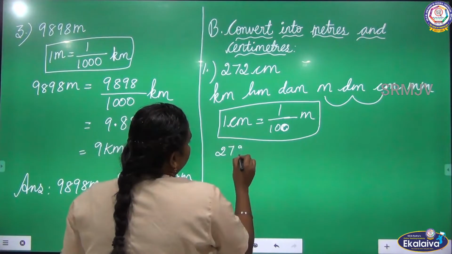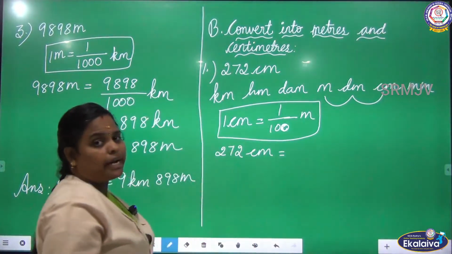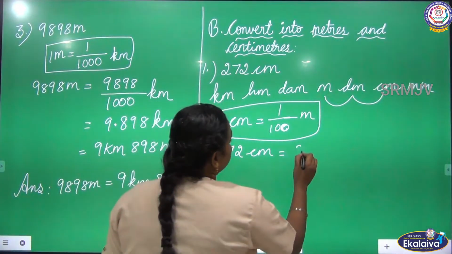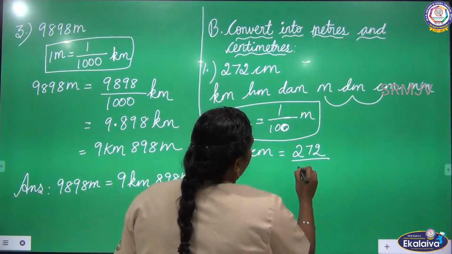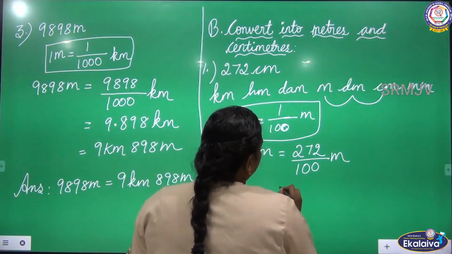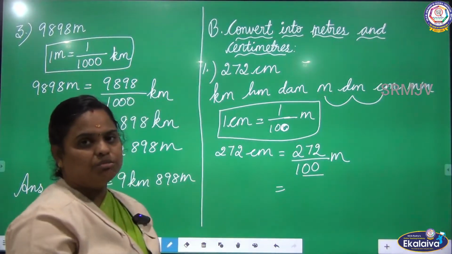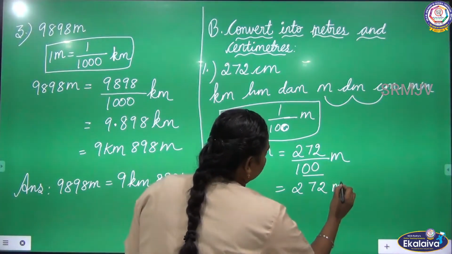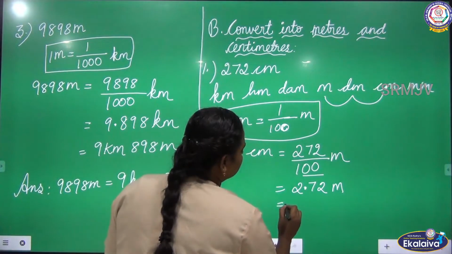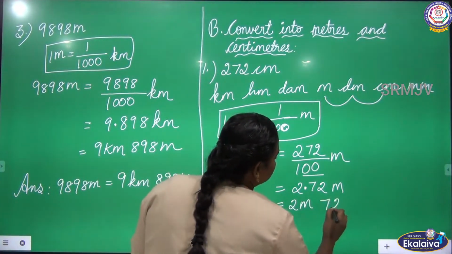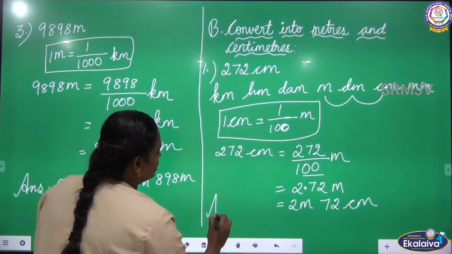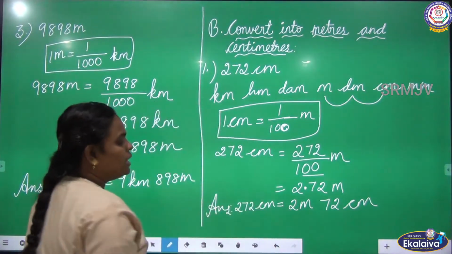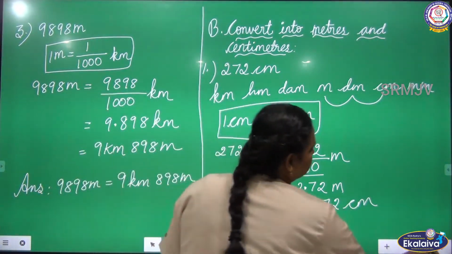So 272 centimeter equals 272 by 100 meter. Here in the denominator you check how many zeros? 2 zeros. So you can leave 2 digits, 1, 2. How many meters? How many centimeters? 2 meters, then 72 centimeters. So the answer: 272 centimeter equals 2 meter and then 72 centimeter.